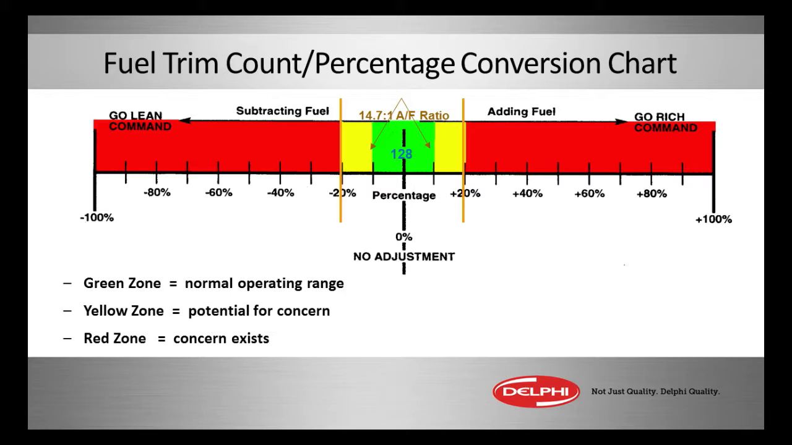You see the 128 number, by the way, a little trivia. That was the old block learn integrator numbers from General Motors. 128 was stoic, no trim adjustment, and a number below 128, 100, or above 128, 140, that was adding or reducing fuel.